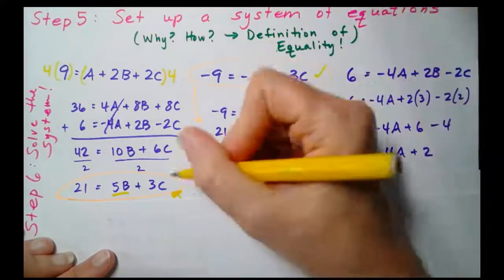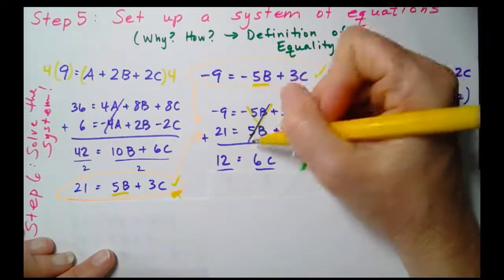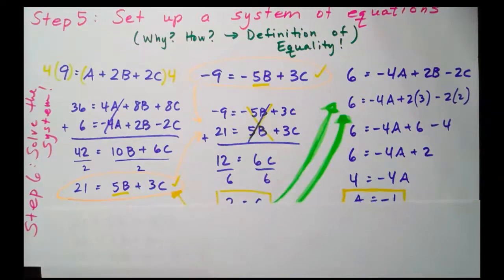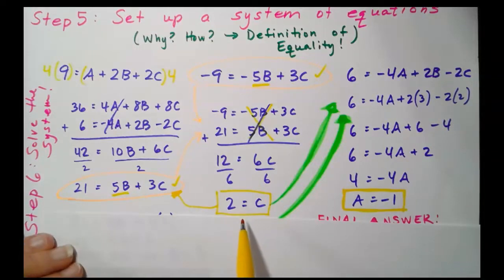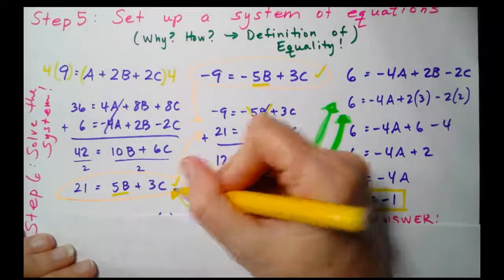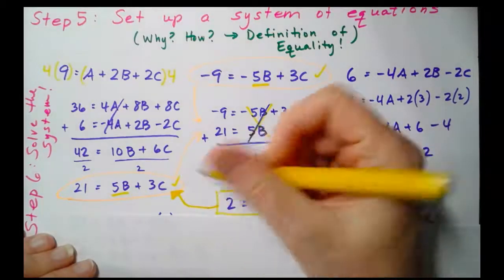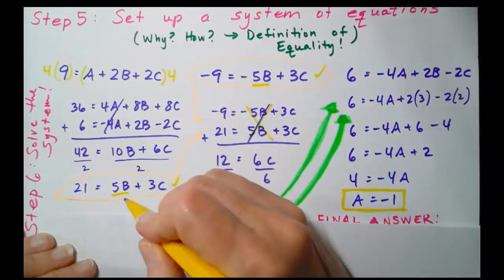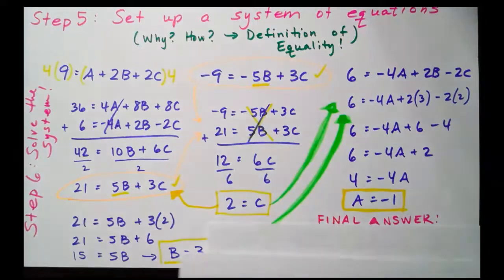So I add these two equations, the b's cancel, and I get 12 equals 6c, which means that c equals 2. So, if c equals 2, I'm then going to take that value for c and I'm going to plug it back into one of my modified equations that will then allow me to solve for b. And that happens just below.